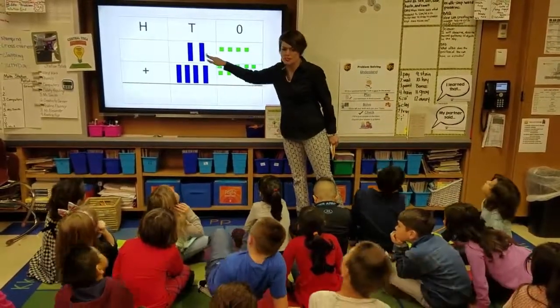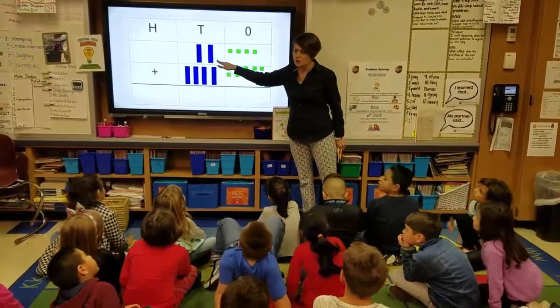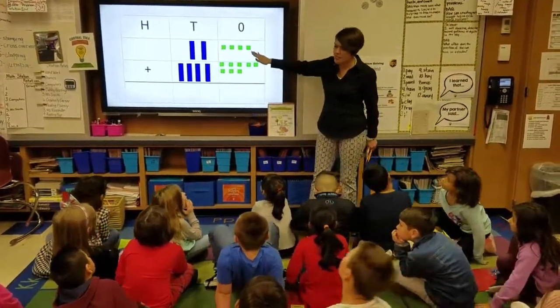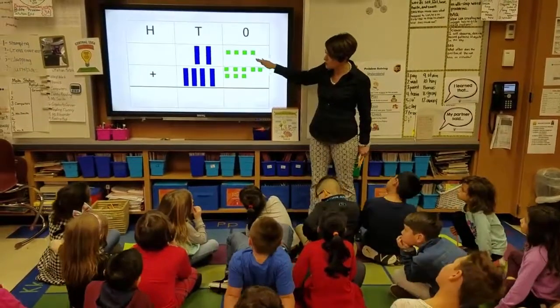What do these two represent? 24, but tens? How many tens, Susan? Two. 2 tens. Let's see, Julie, how many ones do we have here?